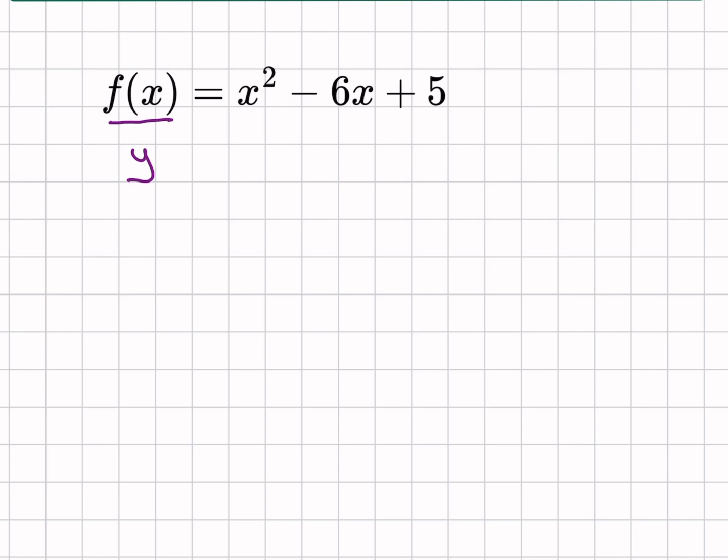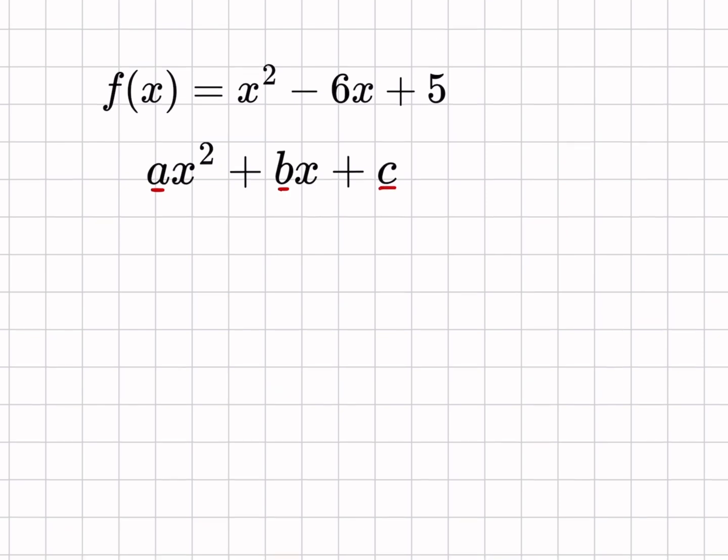A quick reminder of the template for a quadratic equation: a is the coefficient of x squared, b is the coefficient of x, and c is the constant. Hopefully you all know by now that if you don't see an obvious coefficient for x squared, it's 1. So in this case, our a value is 1. Our b value is going to be the coefficient of x, which is -6. And our c value is going to be our constant, which is 5.